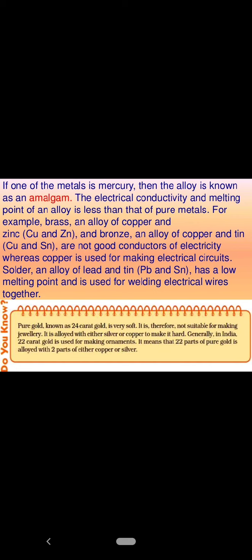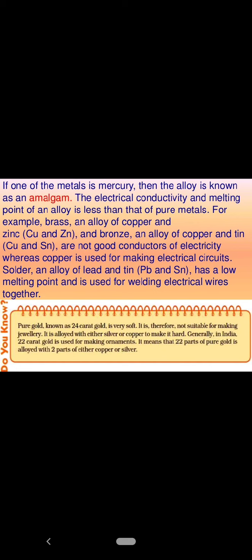The electrical conductivity and melting point of an alloy are less than those of pure metals. They are comparatively very low. For example, consider brass. Brass is also an alloy, made from metals like copper and zinc. An alloy of copper and tin, that is Cu and Sn, called bronze, is a bad conductor of electricity, whereas copper is used for making electrical circuits. It means the properties of an alloy are different from those of the metals or non-metals that are used for preparing the alloy.